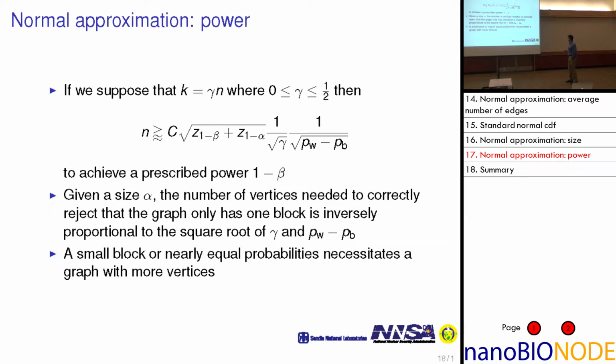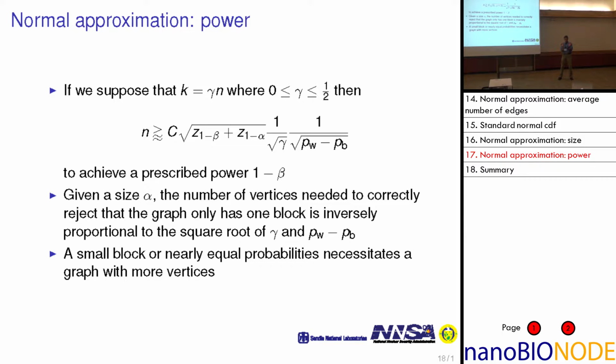Thank you, Van. I only have one more graph to go. It also tells you about gamma. I've supposed that the sizes of the blocks are k and n minus k. Now just suppose k is some fraction gamma of n, so I've just reparameterized k in terms of n. I also see that n grows as 1 over the square root of gamma.